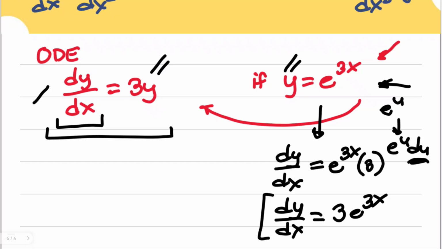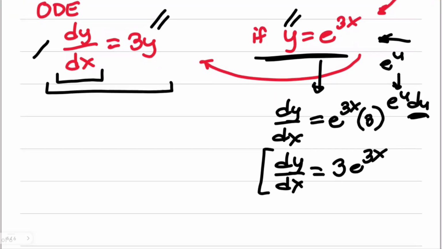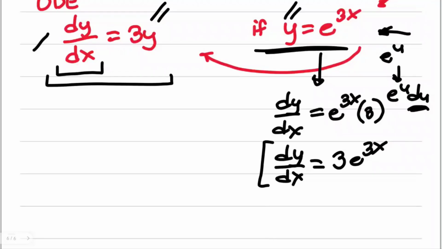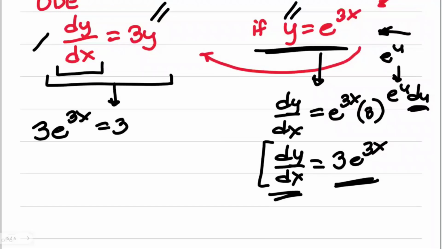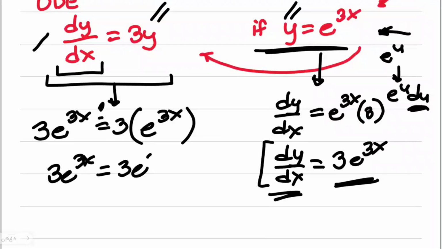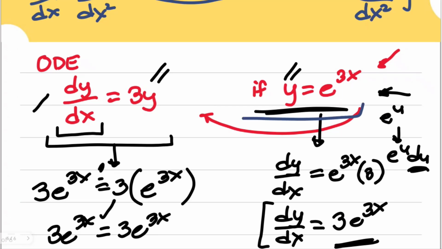To verify that this is really a solution of the given equation, let's substitute both and find out if it would be satisfied. On the left side, it's the first order derivative, so you have 3e to the power of 3x, equal to 3 times your y, which is e to the power of 3x. So, question mark, obviously 3e to the power of 3x is equal to 3e to the power of 3x. It's satisfied. Therefore, we can really say that this is a solution of the given ordinary differential equation.